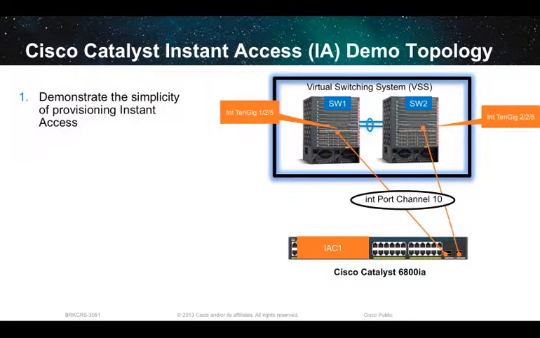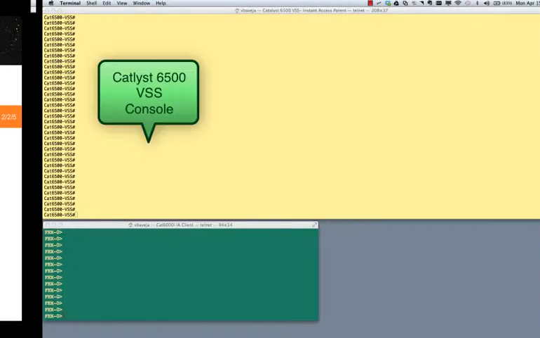As step one of this demo, I'll show you how simple it is to provision an Instant Access client by using simple two CLIs. And once I provision that, I'll also show you a couple of commands to verify that the Instant Access client is provisioned. Let's do the demo now.